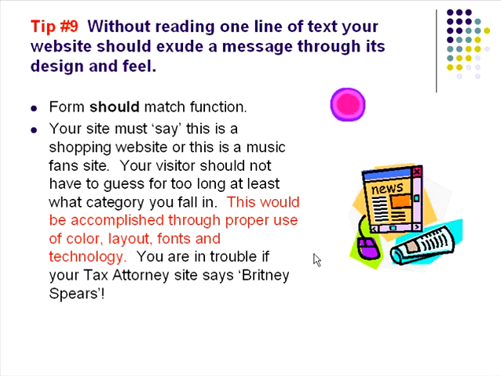Next, without reading one line of text, your website should exude a message through its design and feel. And this has a lot to do with aesthetics. It's a simple case where form should match function. Your site must say, "This is a shopping website," or "This is a music fan site," or your visitors should not have to guess for too long what category you fall in. This would be accomplished through proper use of color, layout, font, and other technology. Now, you are in trouble if your tax attorney site says Britney Spears.